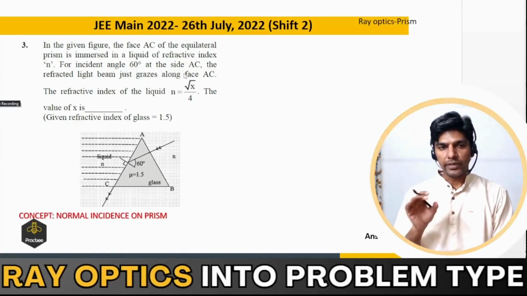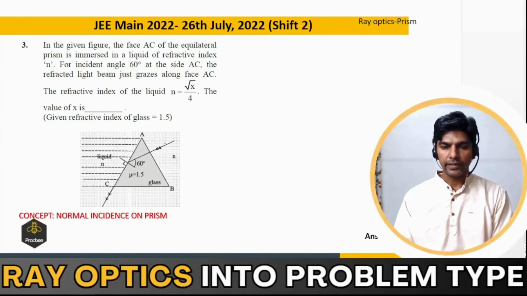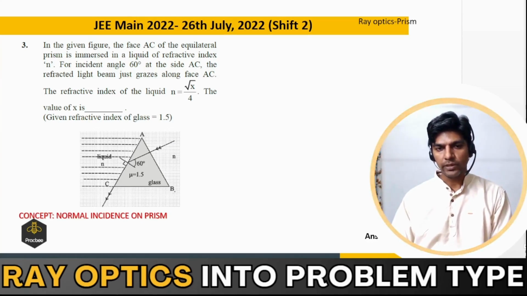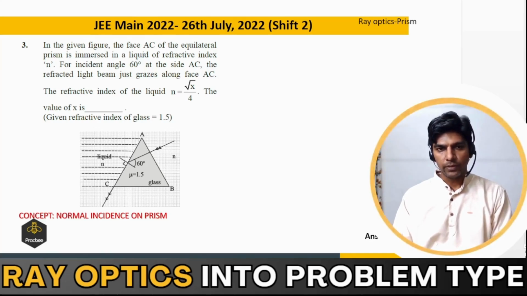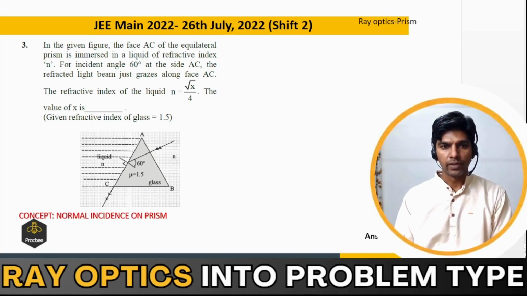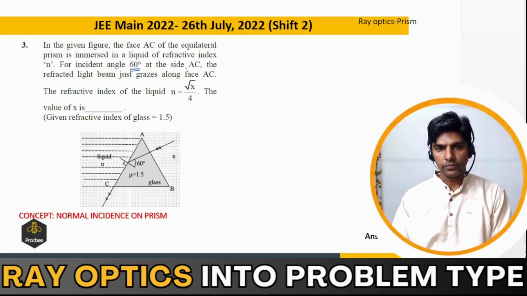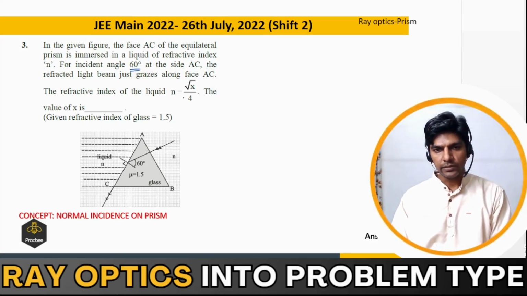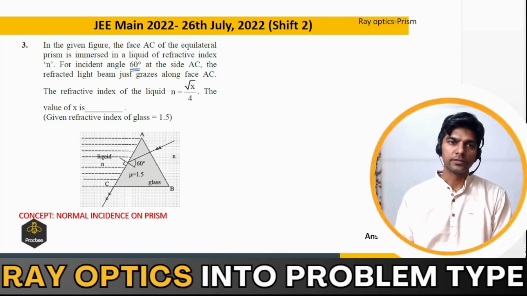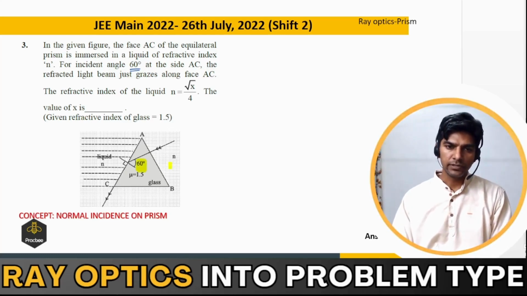The next problem type is based on the case when the incident ray is hitting normally on the first refracting face of the prism. So in the figure, the face AC of the equilateral prism is immersed in a liquid of refractive index n. For an incident angle of 60 degrees at the side AC, the refracted light beam just grazes along the face AC. The refractive index of the liquid is root x by 4, the value of x is. Right, so we are given the angle of incidence and here it is grazing the interface.